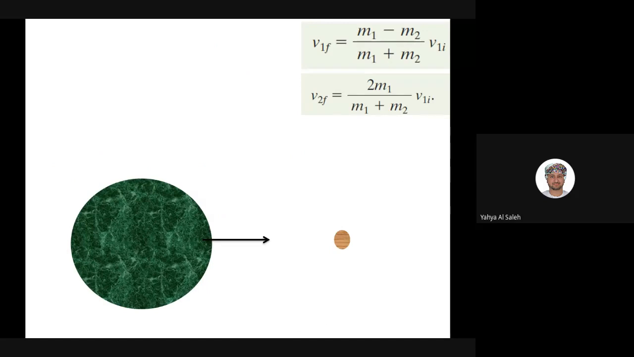What if it's the other way around? What if it's a really big ball hitting a tiny ball? What happens then?